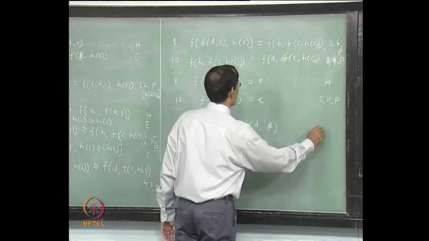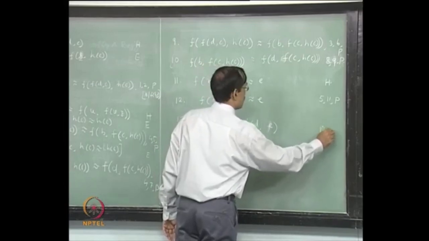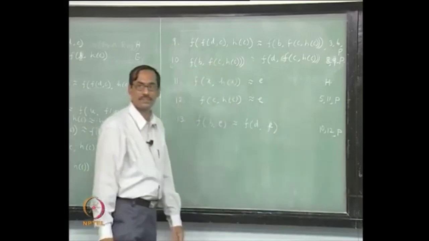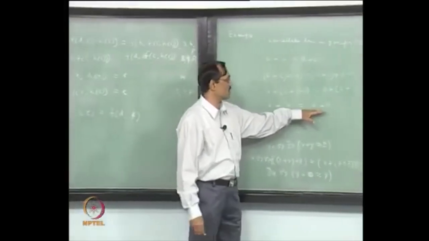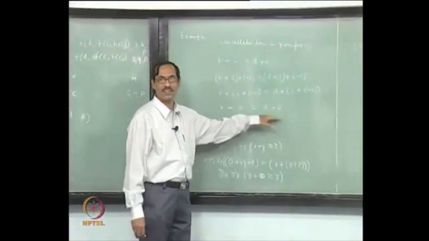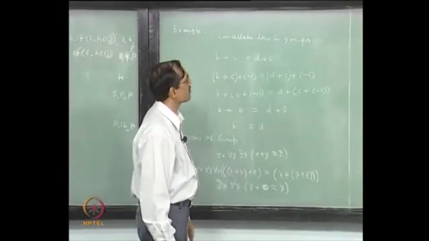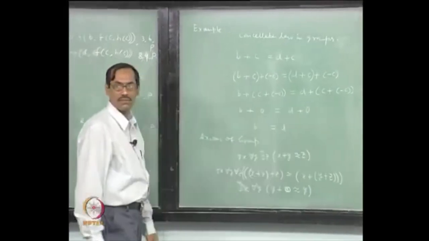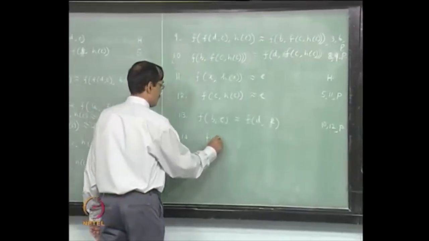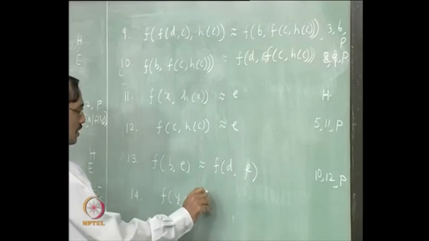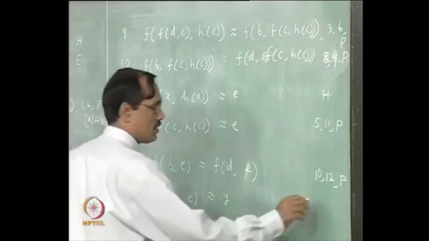So, this gives 10, 12 paramodulation x of u. So, you can identify both the s and then replace. So, we are at this stage now, b plus 0 equal to d plus 0. Next, we need a premise, which one? F of y e equal to y. So, 14th, f of y e equal to y, that is hypothesis.